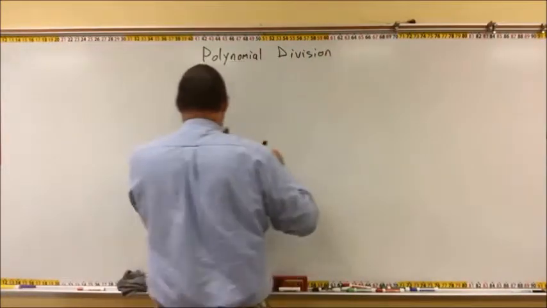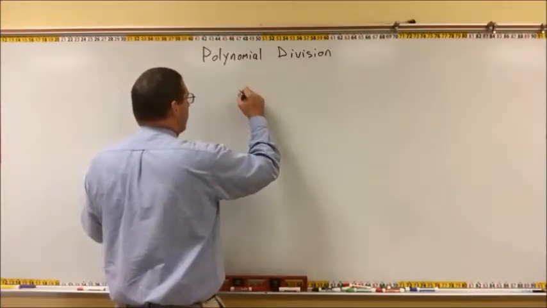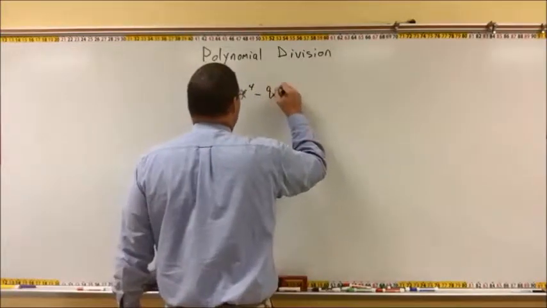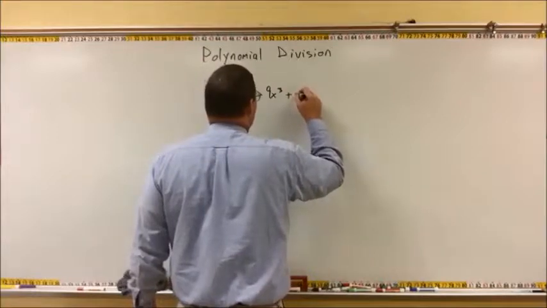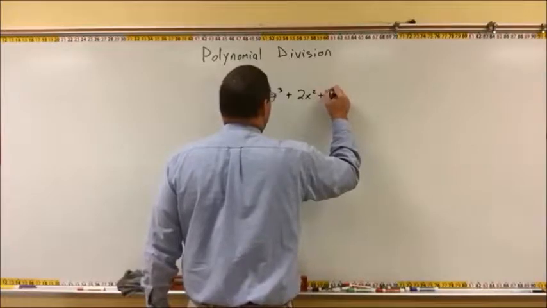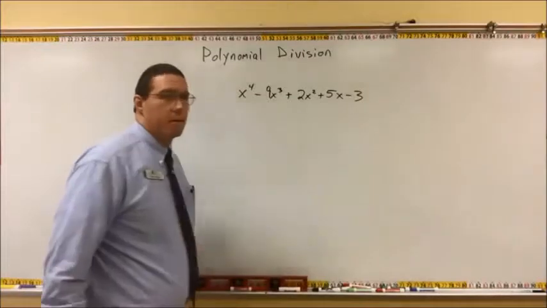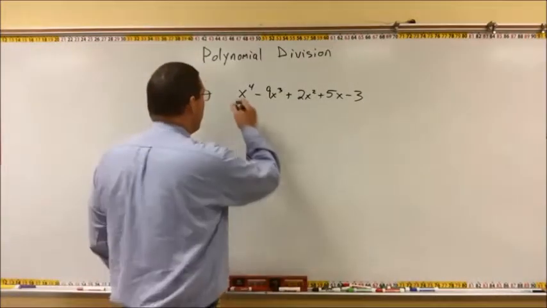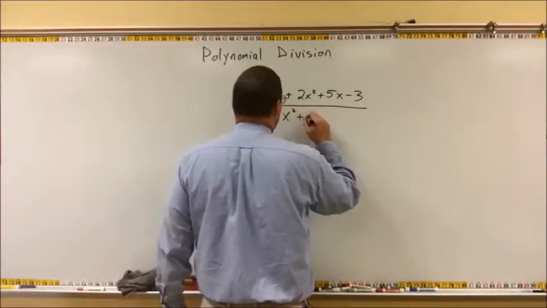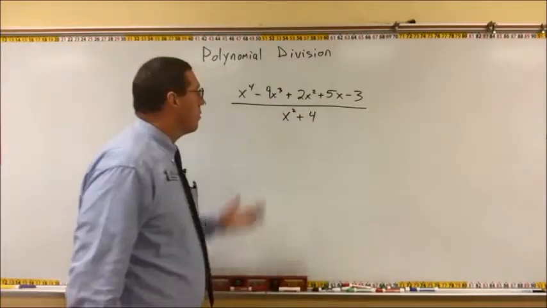Now, let's say that we have some kind of fraction. Let's say the fraction is x to the fourth power minus 9x to the third power plus, let's say, 2x squared plus 5x minus 3. All right, just making stuff up here. And it's over, this is a fraction, so it's over x squared plus 4, okay? So this is a fraction.